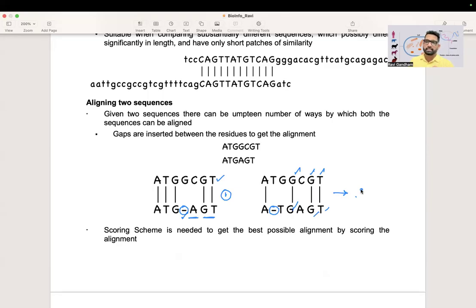So what is the software actually doing in the background to get the best possible alignment? Ultimately, if I ask you a question, like how will I evaluate students in a class? You'll simply give them a test and then score. The same thing applies over here. There are several scoring schemes by which you can evaluate your alignments and get the best possible alignment.